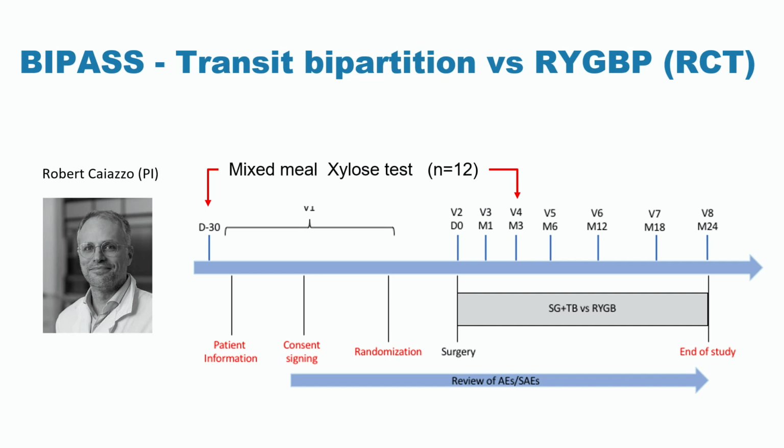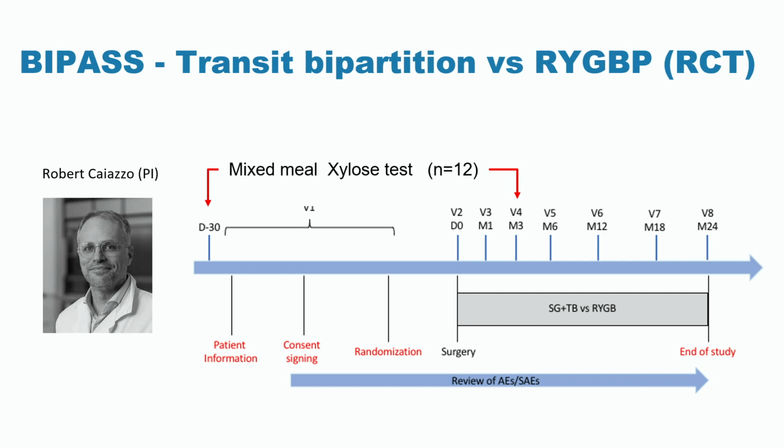So this is the story of a randomized trial, which is ongoing in France, Robert Caiazzo being the PI. As you heard about the Omega, this is the next one to come in a row of 5. The enrollment is now finished. We compared bipartition, the central operation, with gastric bypass. It's ongoing. I'm not going to tell you the end because we don't know. We have to wait for the follow-up.